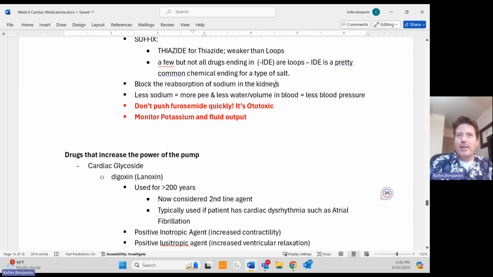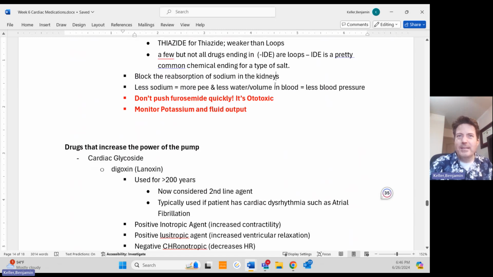They work by blocking the reabsorption of sodium in the kidneys, and less sodium equals more pee and less water volume in the blood, because wherever sodium goes, water follows. And sodium is going into the urine because it's not being reabsorbed by the kidneys, and therefore it's flowing into the toilet. Your water is going to flow into the toilet. And so that causes you to lose blood volume, which causes you to lose blood pressure.